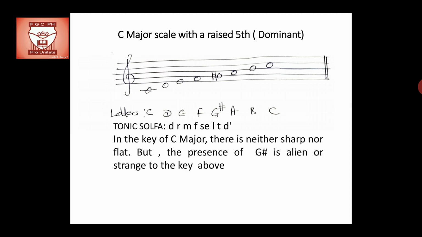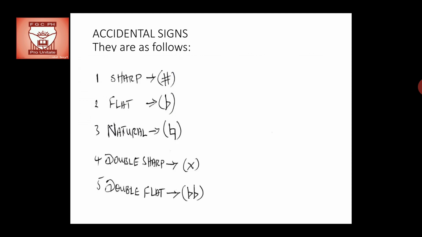Accidental signs. The following are accidental signs. 1. We have sharp with the sign there. Number 2, the flat with the sign. Natural with the sign. Double sharp with the sign. And double flat with the sign. Each of these signs has its function. What are the functions? Let's look at the function of each of these signs.